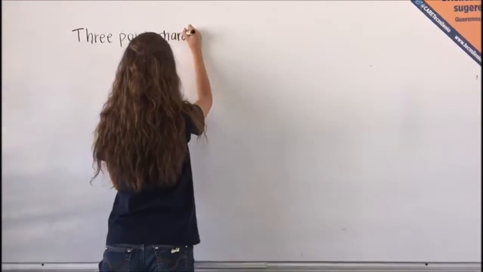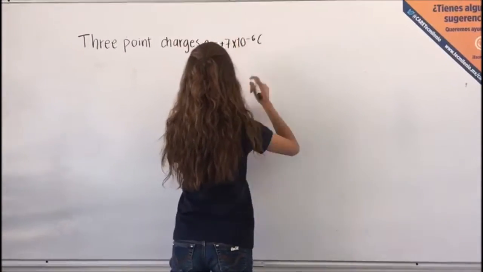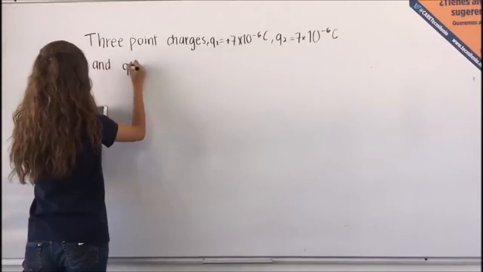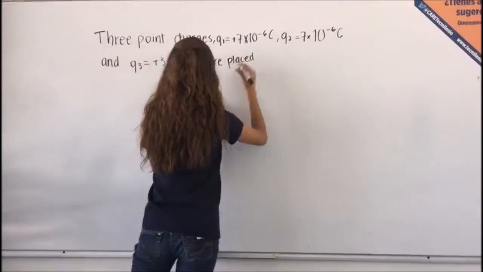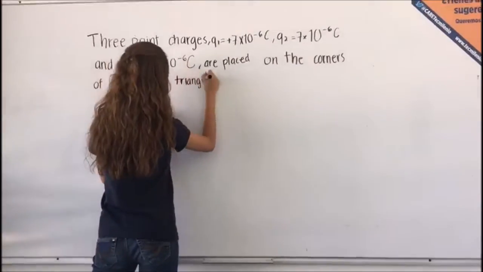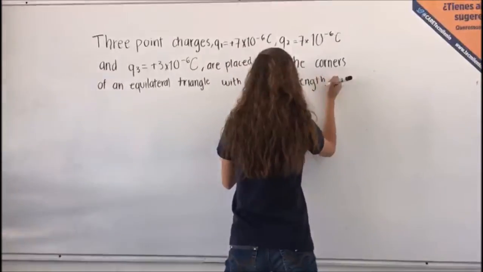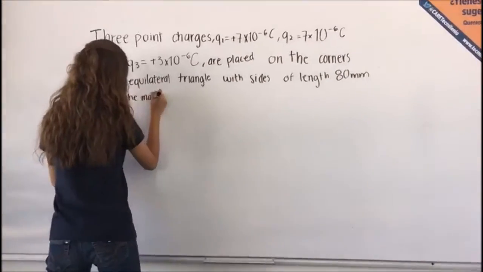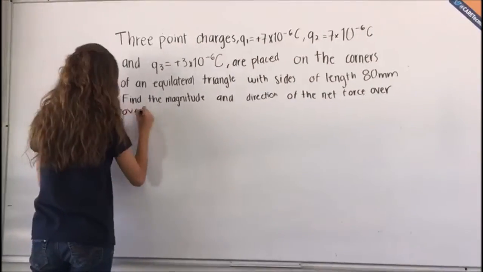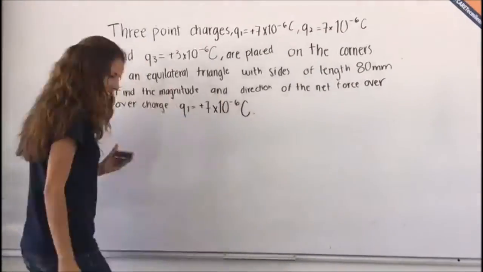Okay, so the third problem says three-point charges Q1, Q2, and Q3 are placed on the corners of an equilateral triangle with sides of length of 80 millimeters. Find the magnitude and direction of the net force over charge Q1, that is equal to 7 by 10 to the minus 6 coulombs.